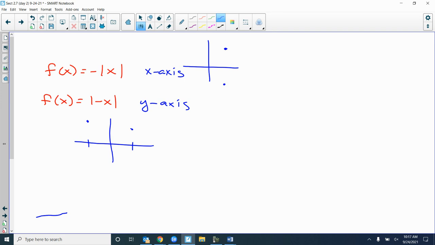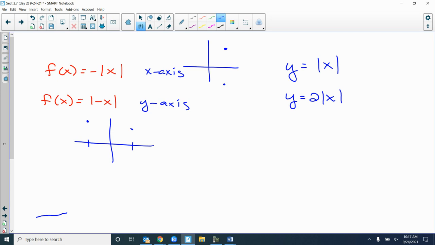Reflections. How do you reflect something vertically? How would I not reflect, how would I stretch that vertically? What would be a constant, and where would it be to stretch that vertically? Okay, Adam, what do you think? Stretch vertically, it would be out before the absolute value. Give me a number. 2. So that would stretch it.